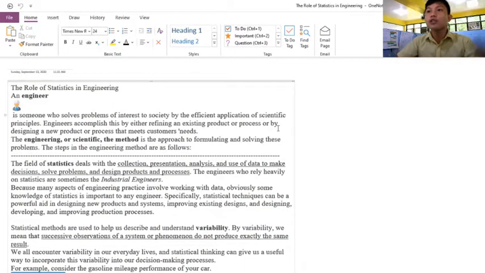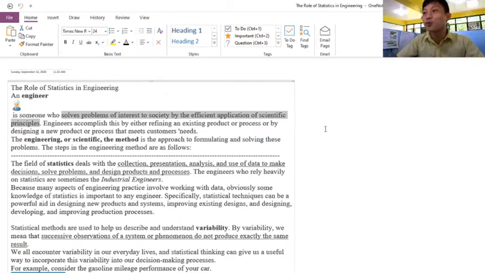As for the role of statistics in engineering, basically an engineer is someone who solves problems of interest to society by efficient application of scientific principles. Hindi to yung voodoo na tipong hula-hula method lang. So we use scientific principles.